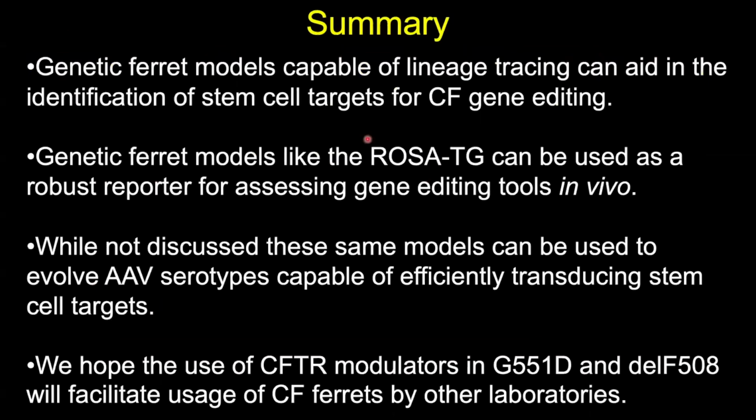So in summary, genetic ferret models capable of lineage tracing can aid in the identification of stem cell targets for gene editing. Genetic ferret models like the Rosa TG can be used to assess gene editing tools in vivo. And while not discussed, I think these models will be important for generating vectors capable of targeting stem cell compartments. And lastly, we're hoping that the G551D ferret model and Delta F ferret model will be useful to other laboratories since it's now easy to rear on modulators.